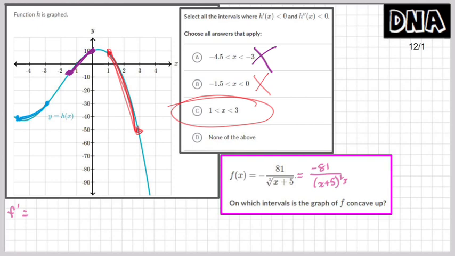Okay, so now what is the derivative of the numerator? 0. So it's 0 minus, okay, almost done. Okay, now I have negative 81. Oops, I want to make sure I can see that negative. Negative 81, and then I have to take the derivative of the denominator.